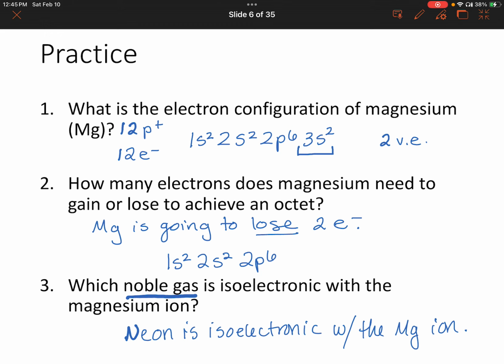Now, one other question that I should have put on here, what is the charge on a magnesium ion? So originally, we had 12 positives and 12 negatives. But once magnesium loses its 2 valence electrons, it still has 12 positives, or 12 protons, but now it only has 10 negatives, or 10 electrons. So what would its charge be?